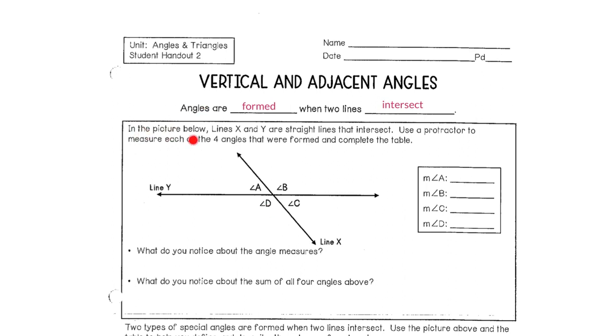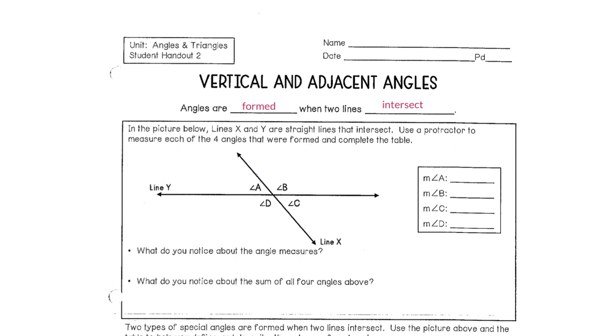Then it says, in the picture below, lines X and Y are straight lines that intersect. Use a protractor to measure each of the four angles that were formed and complete the table. So if you're doing this as a student that was absent, I want you to please grab a protractor and measure all four angles. Pause the video and do that, please. Okay, so hopefully you've done that.